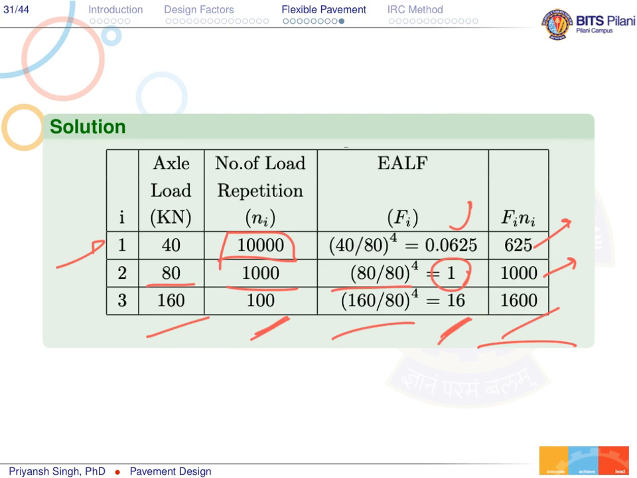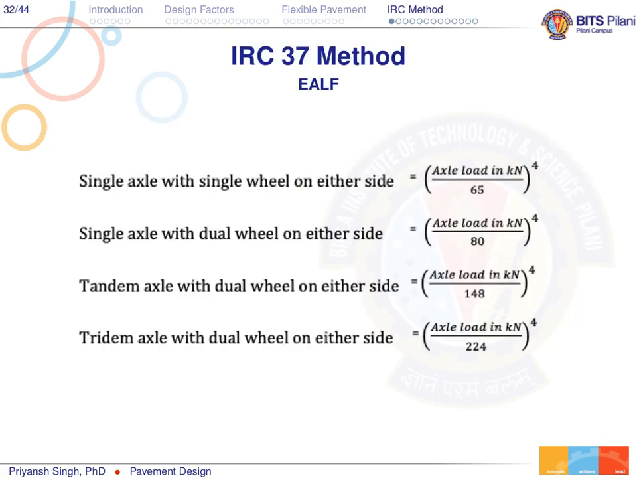This number will be regardless of any axle configuration. This is the number of passes which will be made by a standard vehicle whose weight is 80 kilonewton. For different classes of vehicle, to convert them into an equivalent standard axle load, these expressions are specified in IRC 37, which is the code for flexible pavement design.